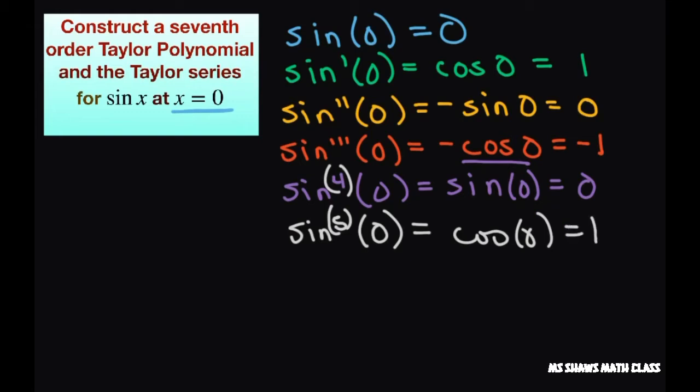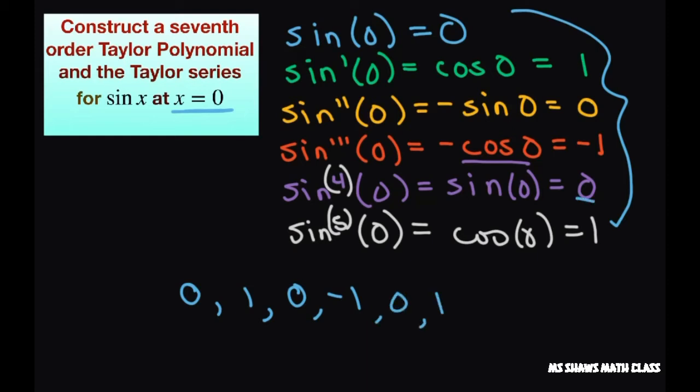Now this pattern is going to repeat forever. So the pattern is 0, 1, 0, negative 1. Then we'll have this one 0, 1. The next one will be 0, negative 1. So we can form or construct our seventh order Taylor polynomial.